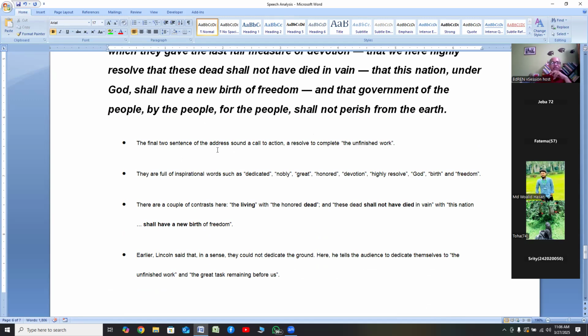The final two sentences of the address sound a call to action. So he's inviting his people to come and continue the unfinished work of the ancestors. He is also inspiring the people. He gives the people a sense of belonging.